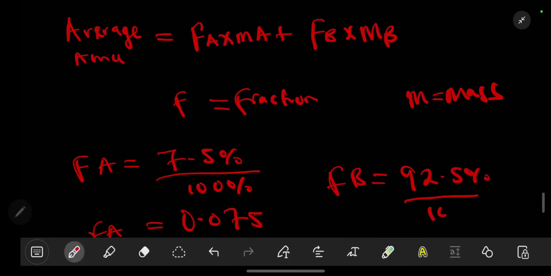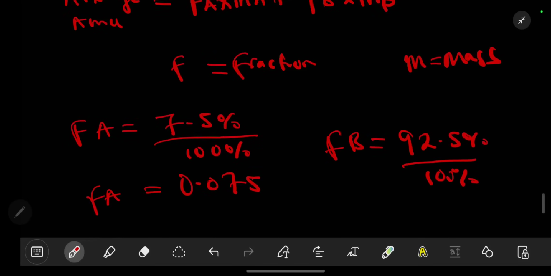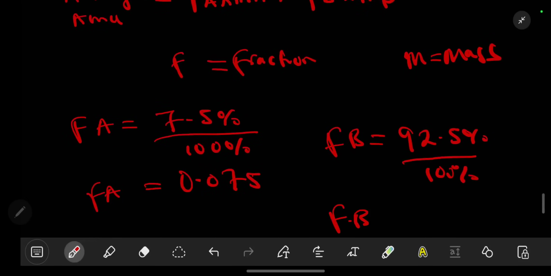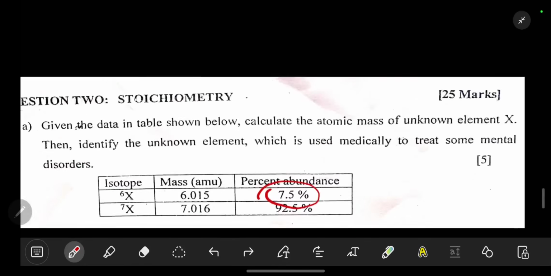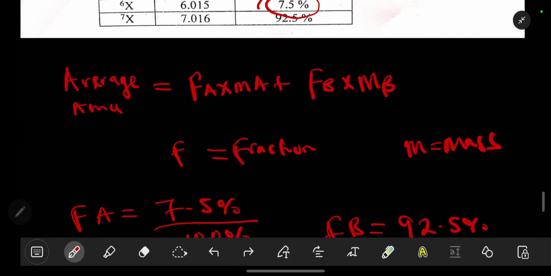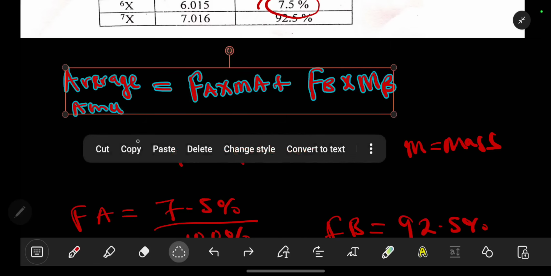We divide this by 100%. This is going to give us the fraction of B, which should be equal to 0.925. So this is the fraction of B, and all we have to do is just substitute. Let's get this so that we can be using it for reference.